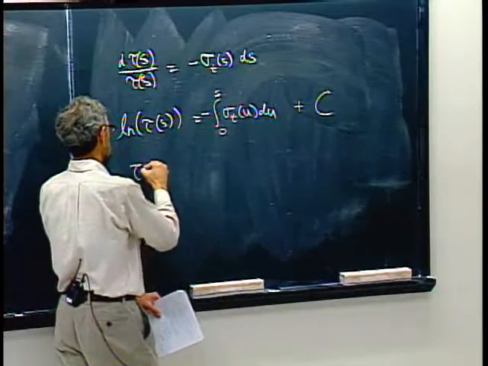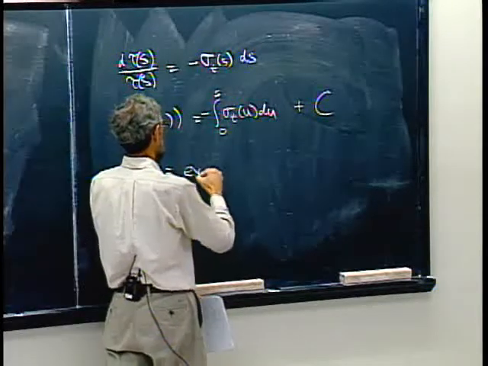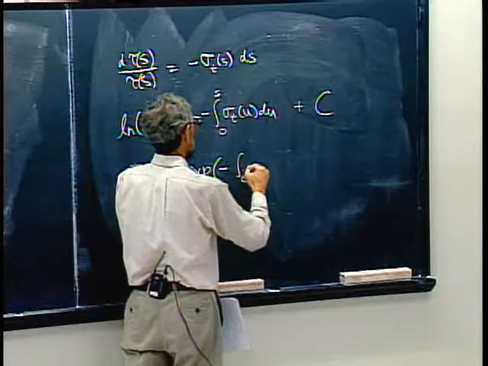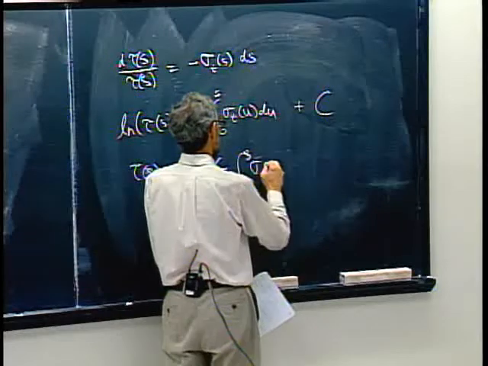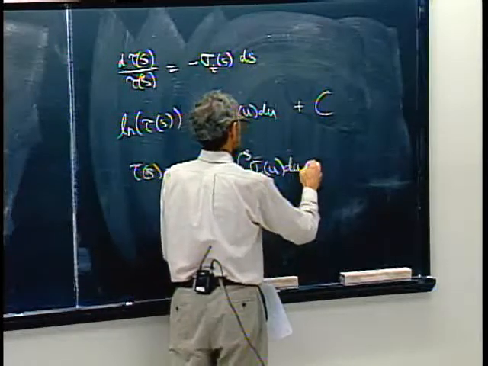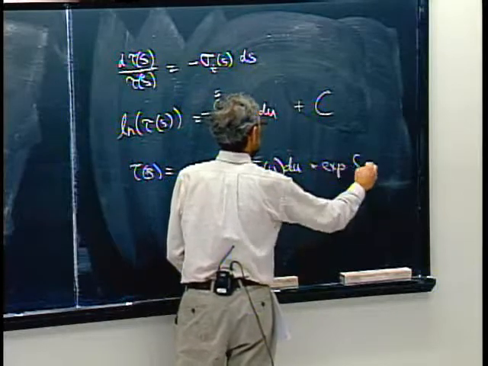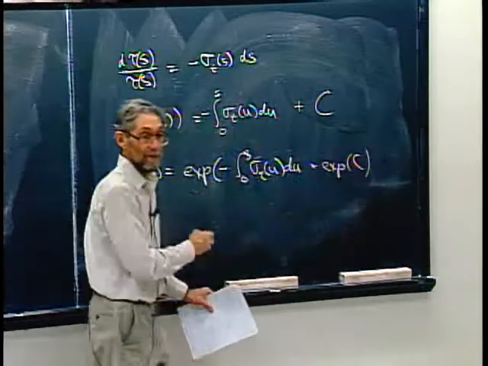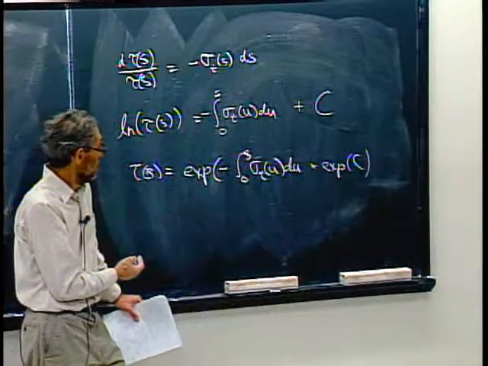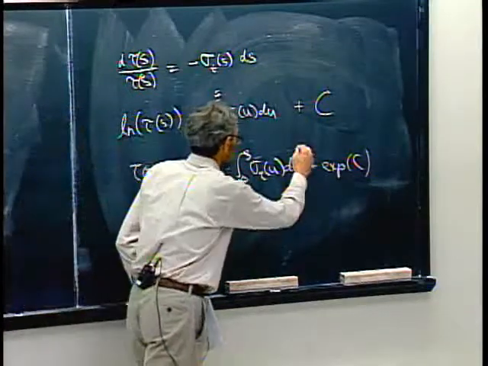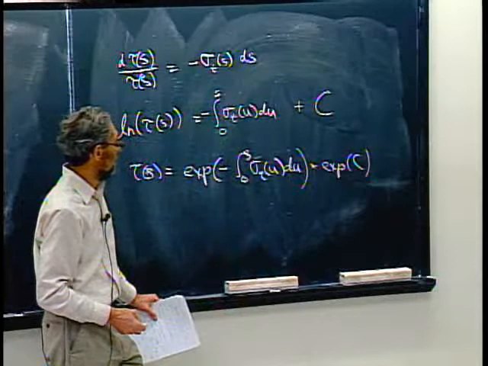So now this says tau of s equals the exponential of minus the integral from 0 to s of sigma t, times the exponential of c, right? Because when you take the exponential of a sum, you end up with products. And I guess I need to put the parentheses here if I'm putting e to the c separately. So this is a constant of integration.